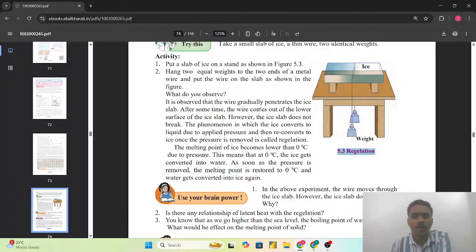It is observed that the wire gradually penetrates the ice slab. After some time, the wire comes out of the lower surface of the ice slab. However, the ice slab does not break. The phenomenon in which ice converts to liquid due to the applied pressure and then reconverts to ice once the pressure is removed is called regelation.